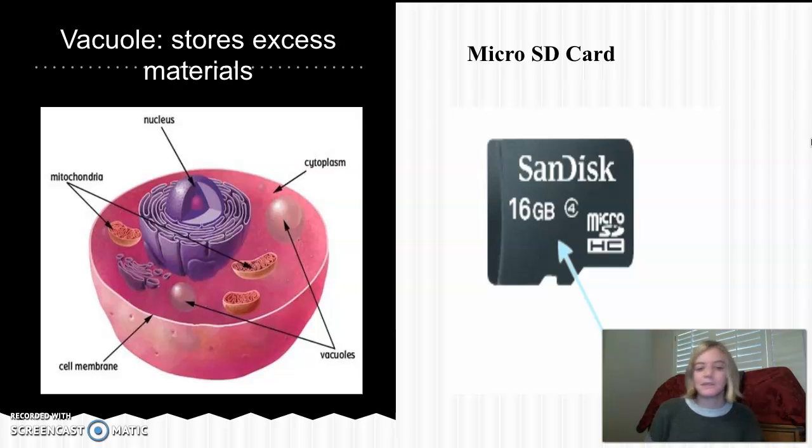And we saw how in plant cells, the vacuoles tend to be really big because they need to store a lot of water. In animal cells, they're a little bit smaller. But you could also think of them like the trunk of a car. They're used to store the extra stuff.